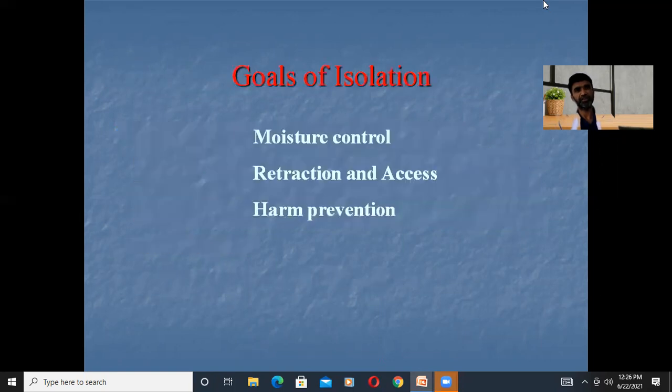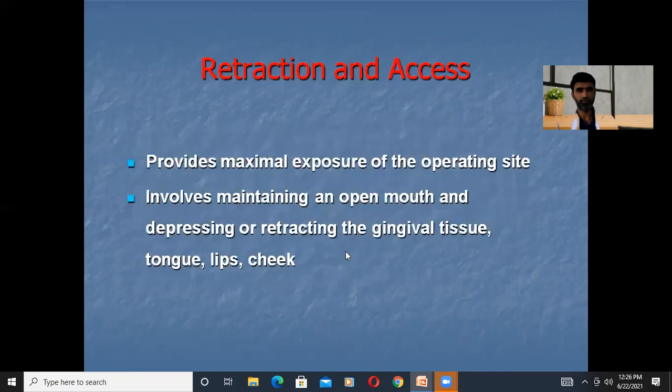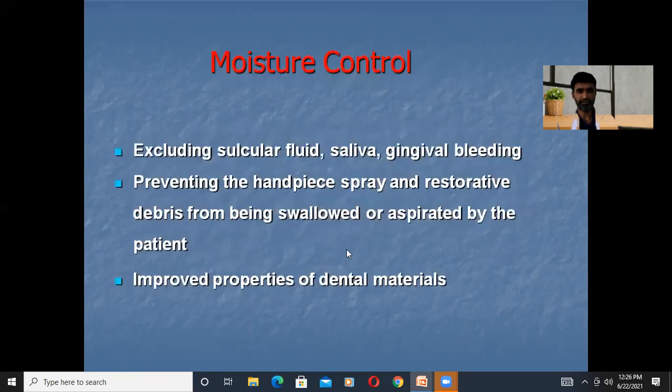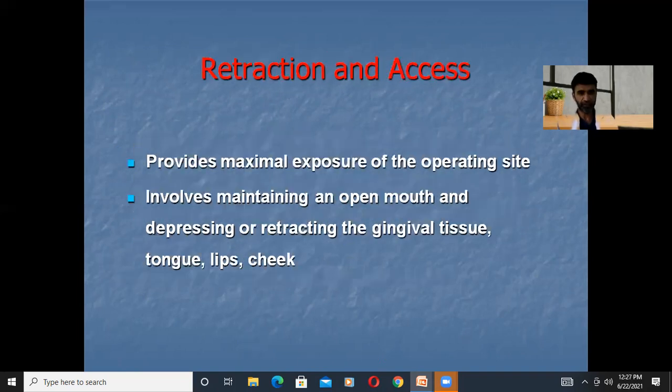What are the goals? We have to set certain goals. The goals of isolation are moisture control, retraction and access, and harm prevention. What is moisture control? Excluding crevicular fluid, saliva, and gingival bleeding, preventing the handpiece spray and restorative debris from being swallowed or aspirated by the patient, and improving the properties of dental materials. These are the moisture control aspects when we are doing the procedure.